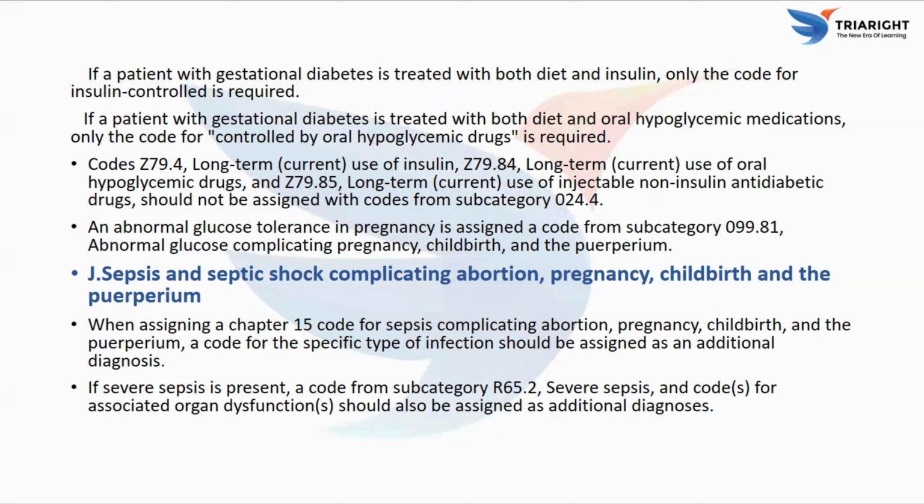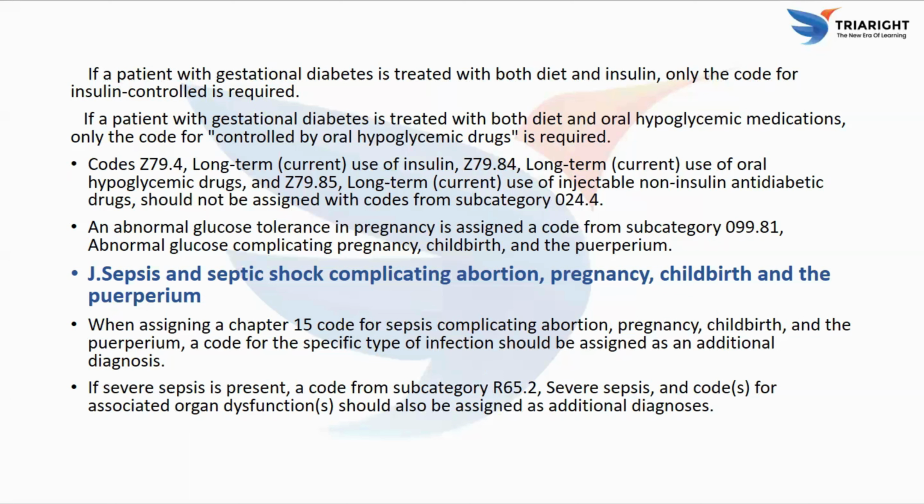So next is J. Sepsis and septic shock complicating abortion, pregnancy, childbirth and the puerperium. Sepsis is a severe body infection. Septic shock is dangerously low blood pressure from sepsis. So ICD-10 requires special rules when sepsis happens during pregnancy or postpartum.